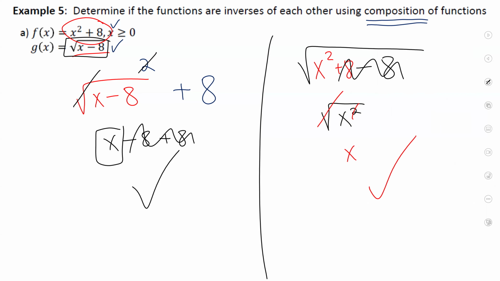So are these inverses? Yes, we proved it using composition of functions. So for this first example, yes, f and g are inverses of each other, because when you plug one inside the other, you get x. You plug the other one inside the other, you get x.